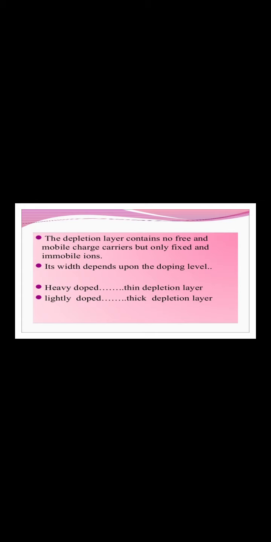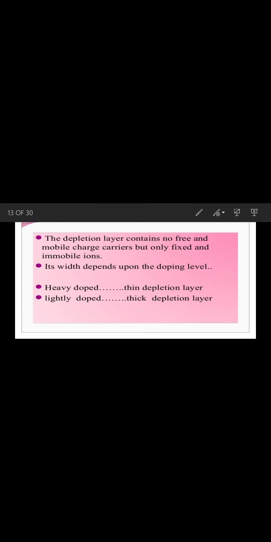If heavily doped, then a thin depletion layer is formed. If lightly doped, then a thick depletion layer is formed. The same concept applies to the potential barrier. If the depletion layer is thin and recombination occurs, the potential barrier is more.